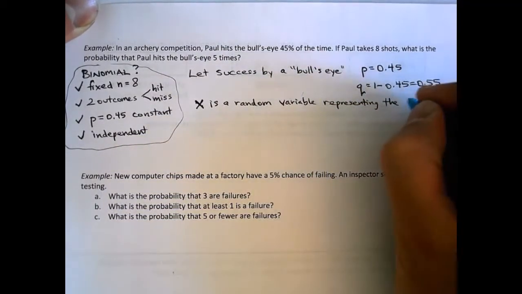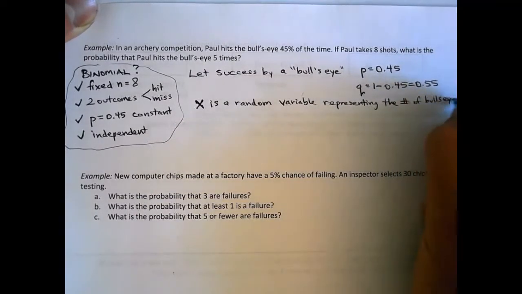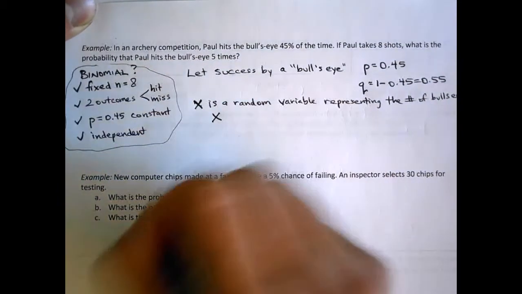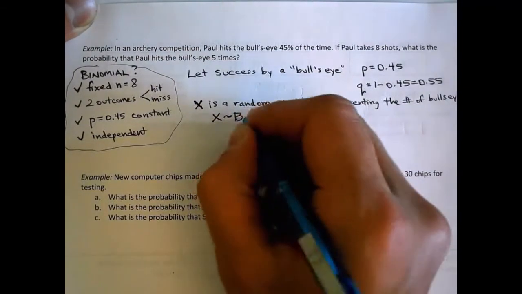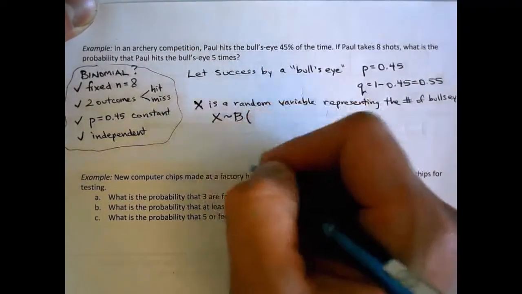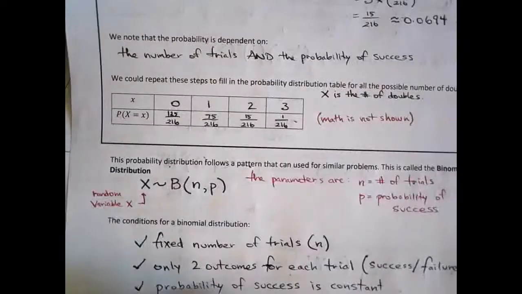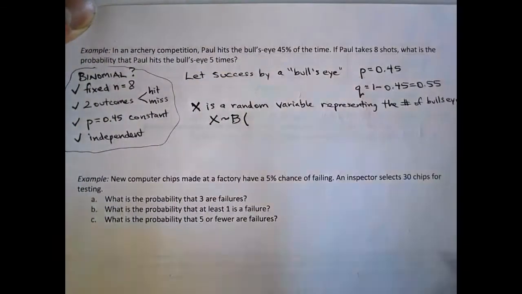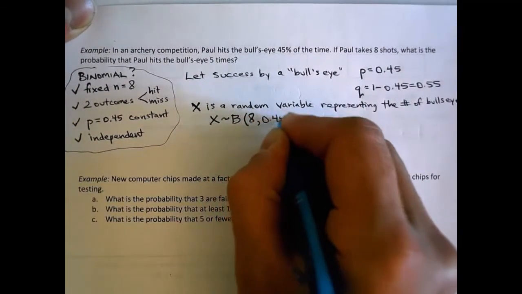the number of bullseyes. So we know that x is the number of bullseyes. So it's going to follow, because it follows these four things, a binomial distribution, and then we need our two parameters. Remember, from a binomial distribution, our parameters are n, the number of trials, and p, the probability of success. So the number of trials here is 8, and the probability of success is 0.45.